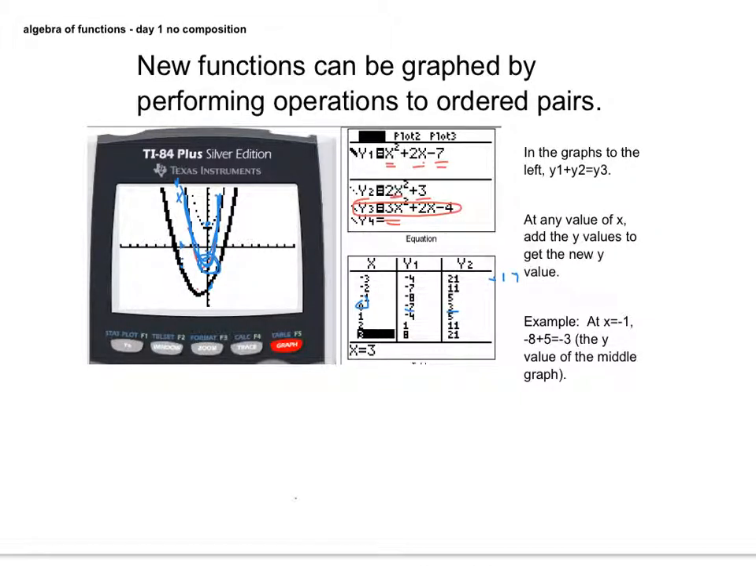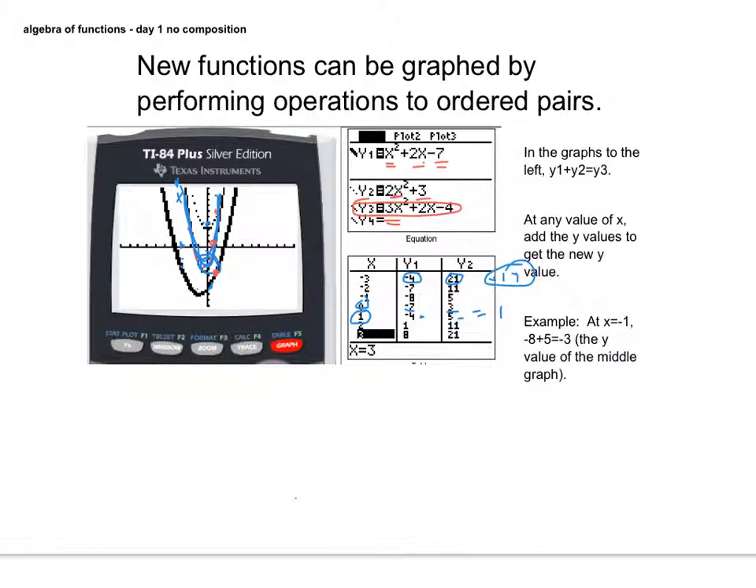You look at a certain x, you add the y's together to get your resulting y value, or you subtract them, or whatever the case may be. So if I went to x is 1, I would add the y values, negative 4 and 5 together, to find a y value of 1. So at 1, I have a y value of negative 4. I have a y value of positive 5. If I add those together, I get 1. So I'm just adding those results.